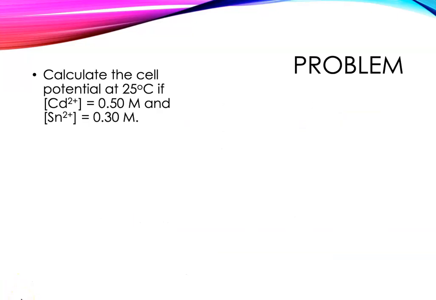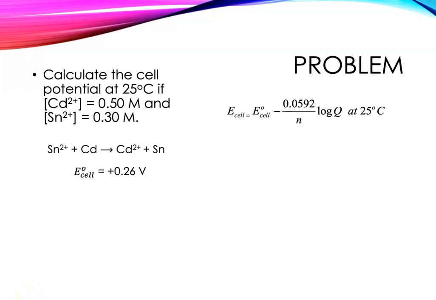Let's go ahead and calculate the cell potential at 25 degrees Celsius for an initial cadmium ion concentration of 0.5 molar and an initial tin 2 ion concentration of 0.3 molar. We've got our balanced equation. We found that on the previous slide, and we also have the standard cell voltage of 0.26 volts for this reaction. We also know from the equations that we wrote on the previous slide that n equals 2. There are 2 electrons transferred.